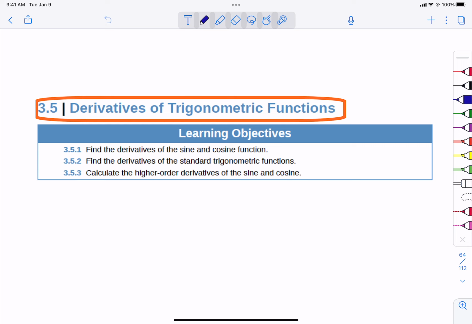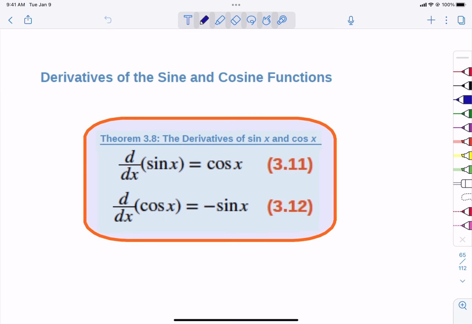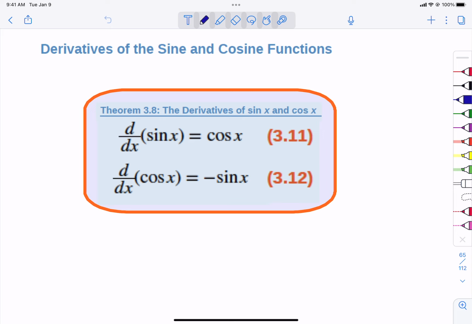Now, they're just things you have to memorize. No two ways about it, just gotta memorize it. We're gonna do the standard six trig functions, and then we'll talk about higher order sine and cosine derivatives. So the first two facts that you definitely have to have memorized is that the derivative of the sine is a cosine, and the derivative of a cosine is the negative sine.